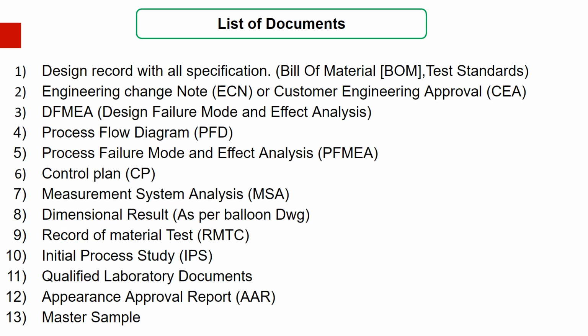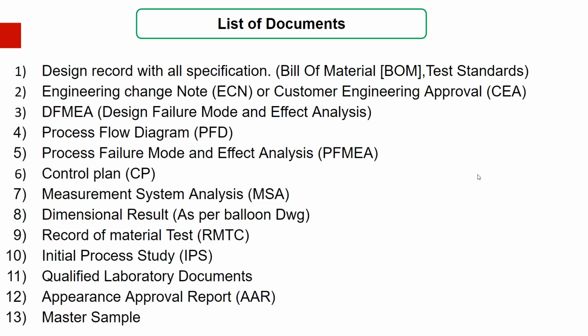Second, engineering change note, ECN, or we call it customer engineering approval. Generally, here, suppose some dimensions are given in the drawing, but we are unable to achieve them, so we need to change something. We are changing some dimensions, so we are taking approval from our customer for what we are going to supply. I'll show you the formats in the next video.